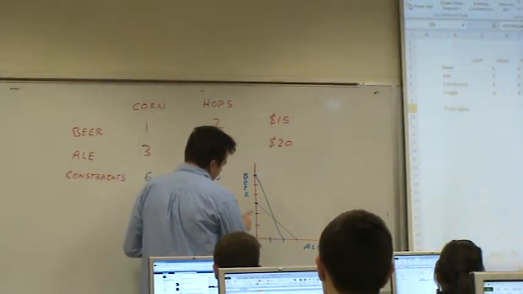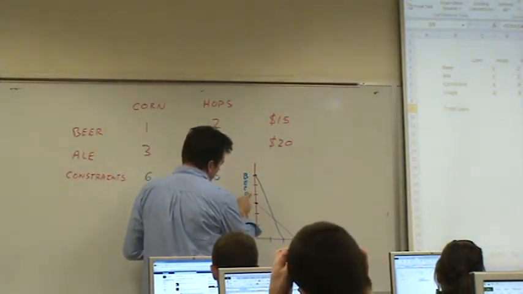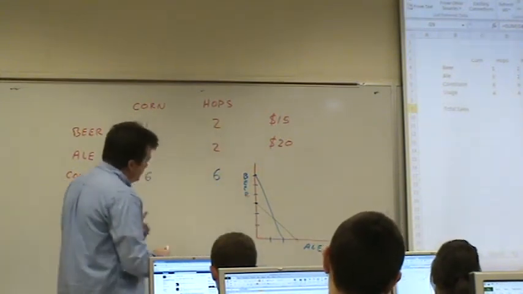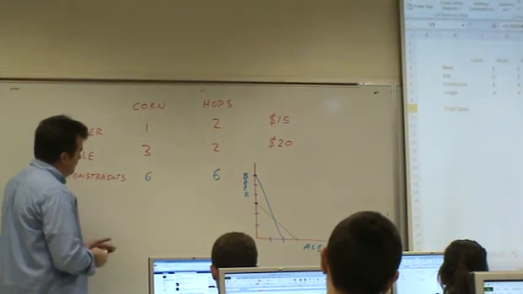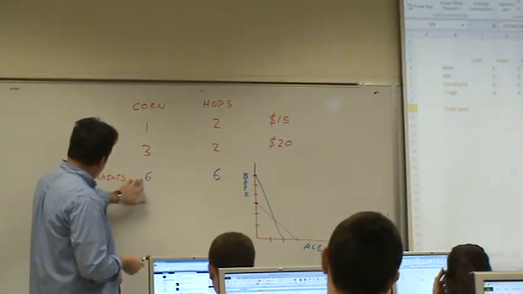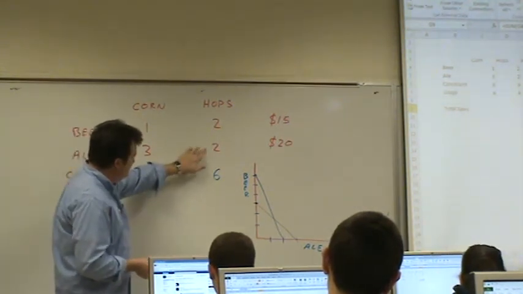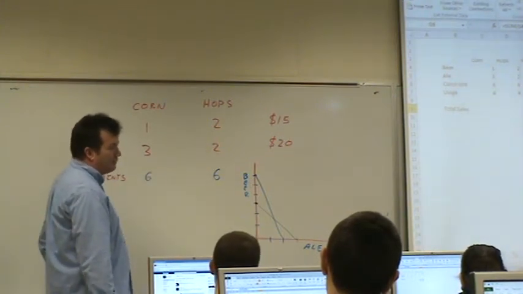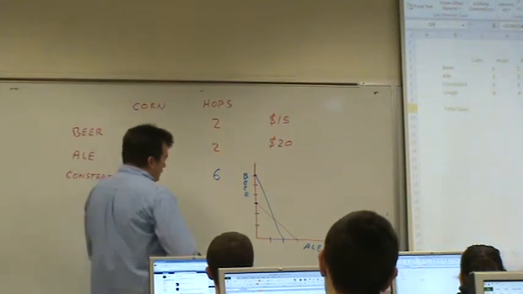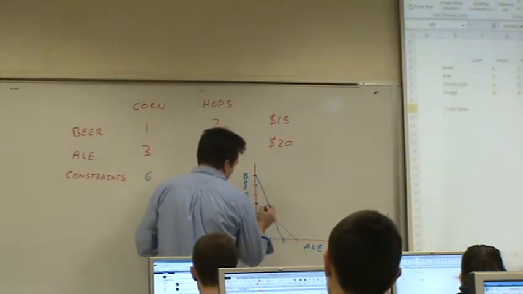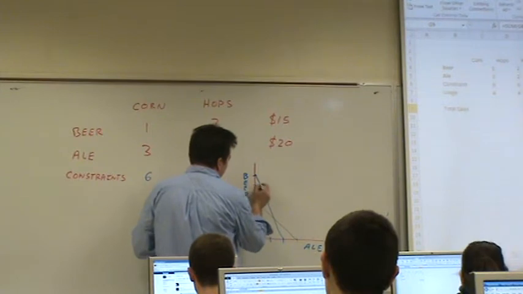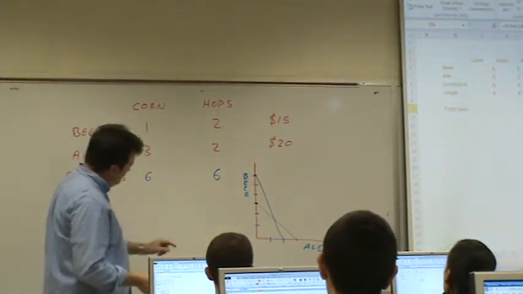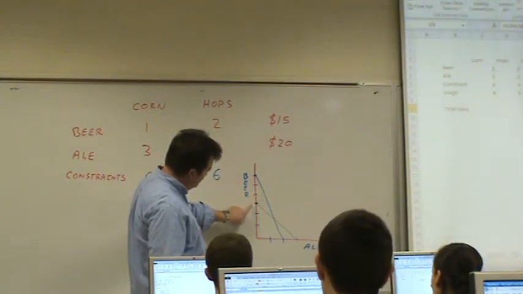Well, we could never say, I want to make 4 barrels of beer, because one of the ingredients we don't have enough of. We don't have enough hops to make 4 barrels of beer. We only have enough hops to possibly make up to 3 barrels. We can't go any higher than that. So any of the points out here are not possible candidates for the best answer because we don't have enough material. Up here, we don't have enough hops.